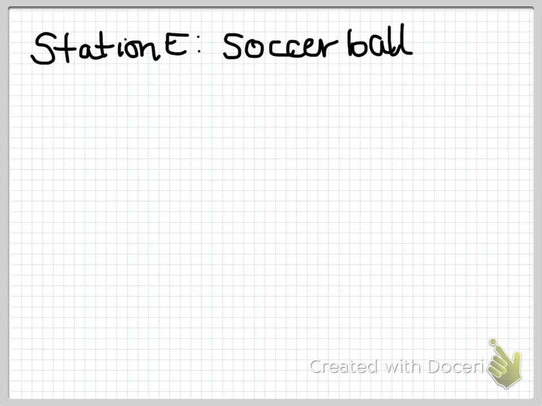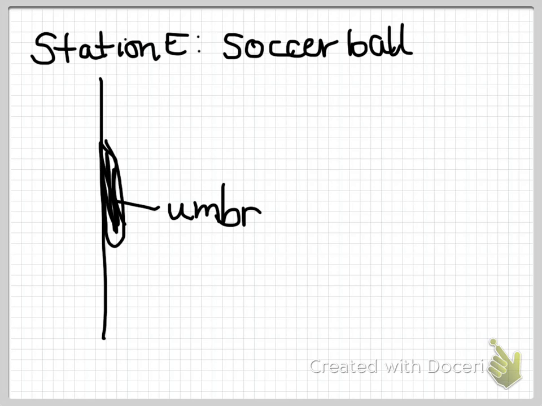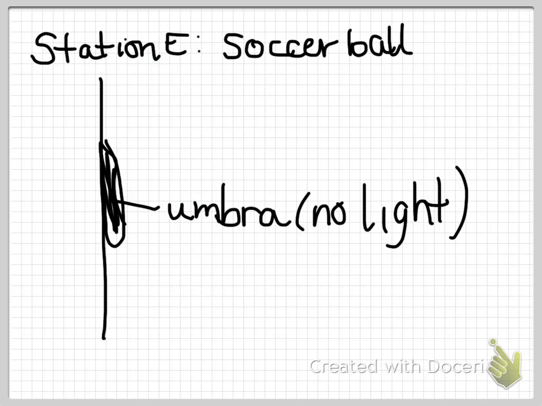Alright, the last station you had was the soccer ball station at the computer, and I'm not going to explain that one because it was explained with the shadow puppets station, station A. So station A and station E showed the same thing. Again, when we have the shadow, we have a really dark part, and that's called the umbra, and that's caused by no light getting through. And then we have the penumbra, which is some light getting through.